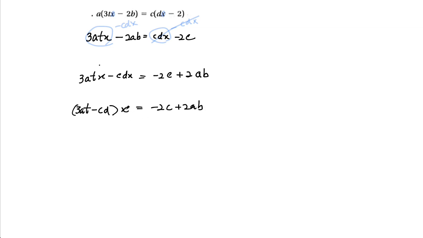Okay, I need to factor it out because that makes two x's located in a single position of x. Okay, because you want to isolate x. So now you have to divide both sides by this exact same thing. And that will reduce to give you 1. And then on the other side, we have 3at minus cd.